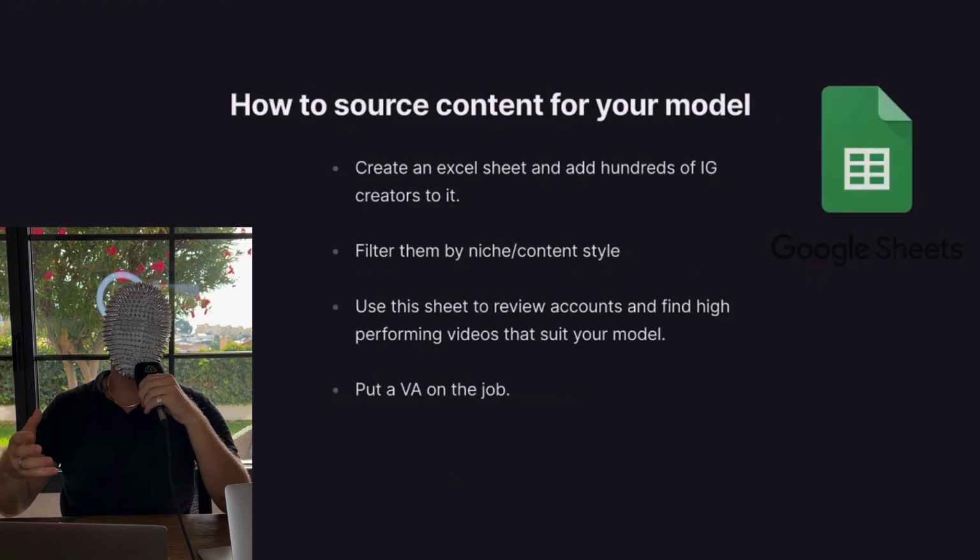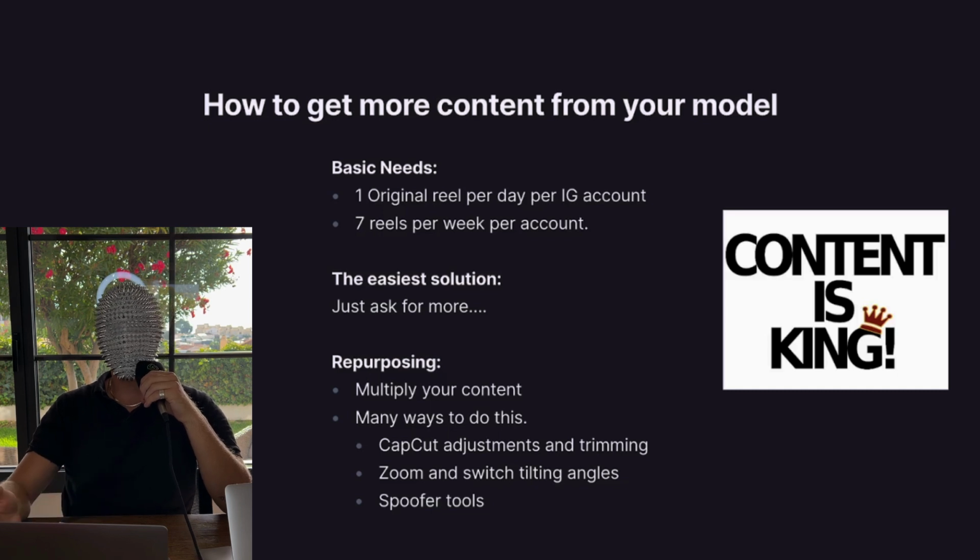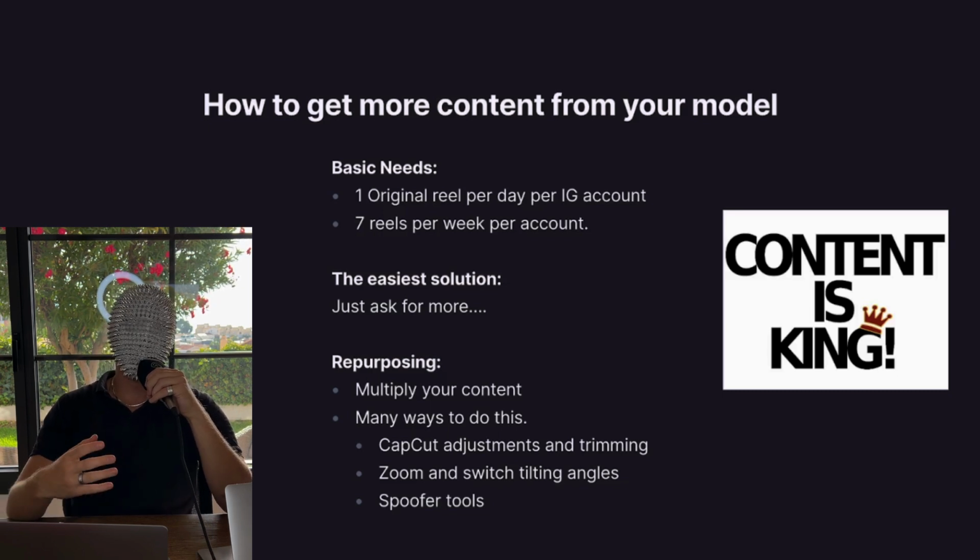So in a nutshell, that's how you should be sourcing and delivering content for your model. Now, the more creators you have on this list, the better your list is going to be. Now, the golden question is, how are you going to get more content from your model? You just have to set the basic needs, set some expectations, and then repurpose properly. All right, so this is how you're going to get more content from your model.